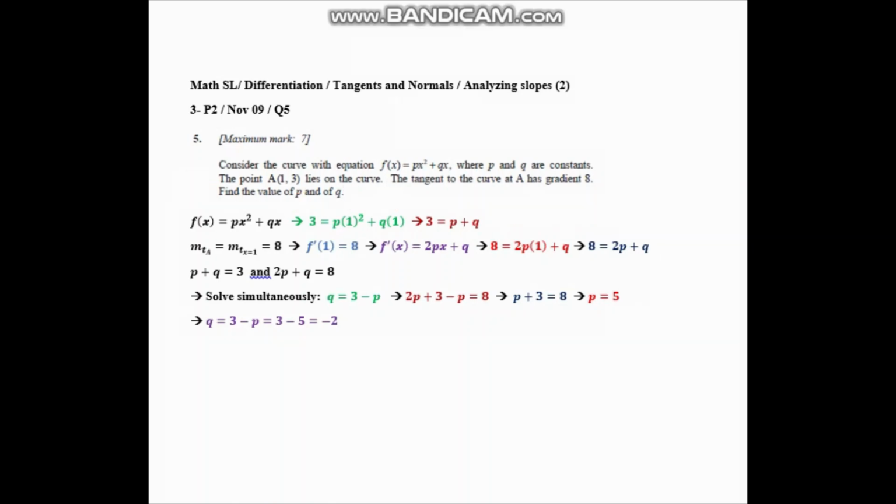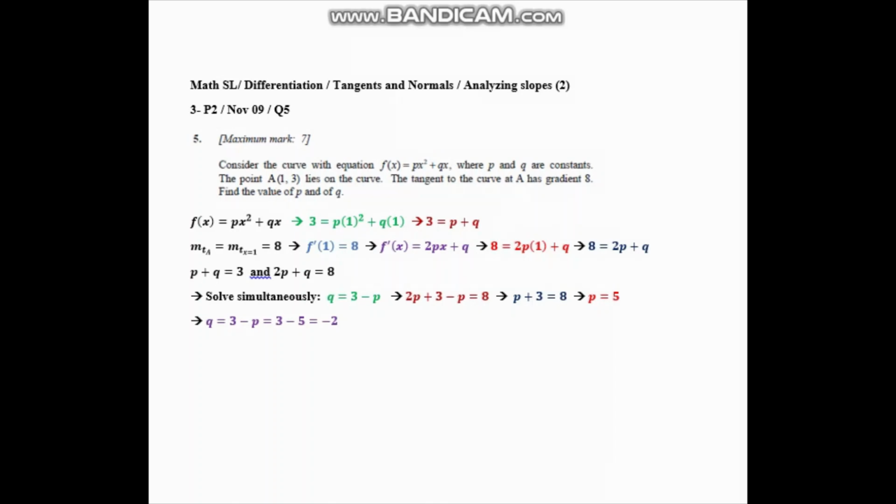And the second given, which we just explained, tells me that f dash of 1 equals 8. The tangent to the curve at A, where x equals 1, has a slope of 8. Hence, f dash of 1 equals 8. So I find f dash of x by differentiating this function, and the derivative is 2px plus q. Next, I remove x and put 1, and I remove f dash and put 8. And I get a second equation in P and Q.